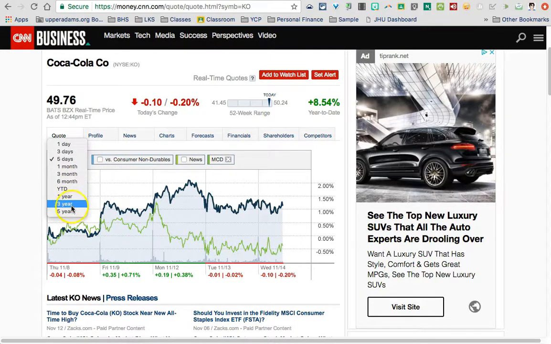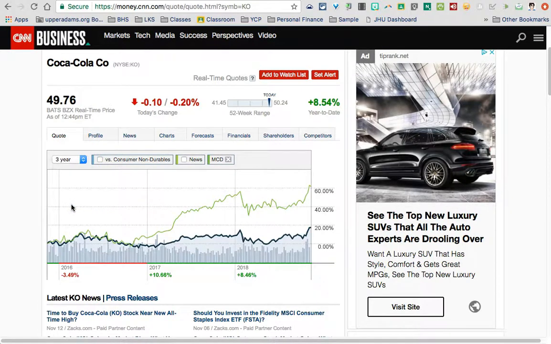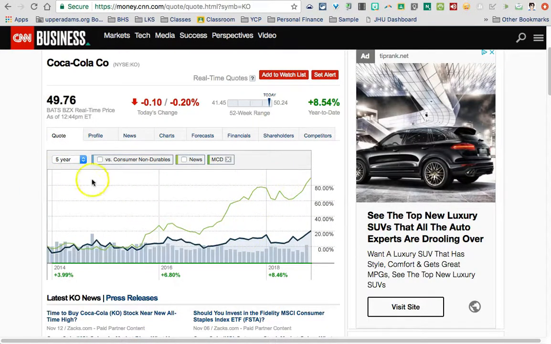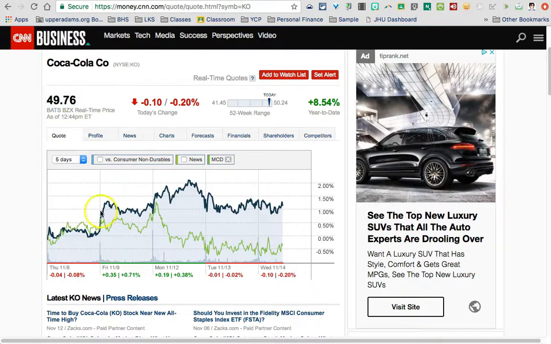But I could look at and do comparisons of these two stocks. So McDonald's has been faring overall over a 3-year period better than Coca-Cola. Let's just look at 5-year real quick. Yeah, they've done far better in the long run than they have in the last 5 days.